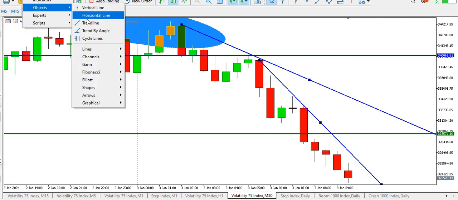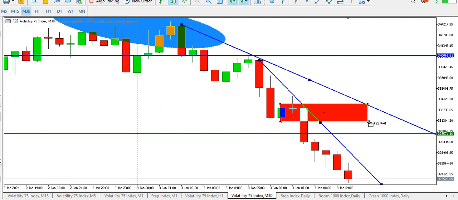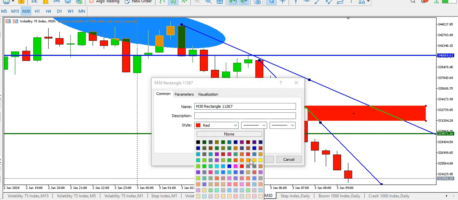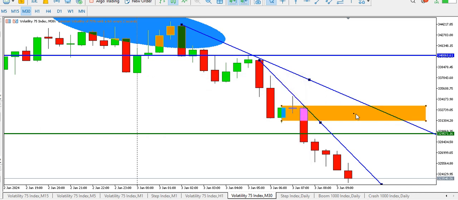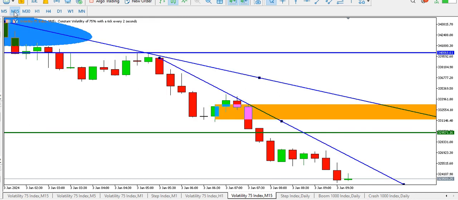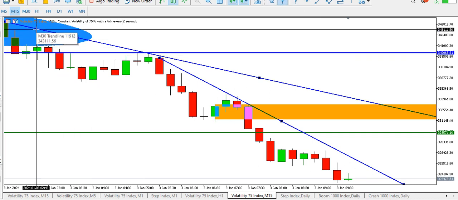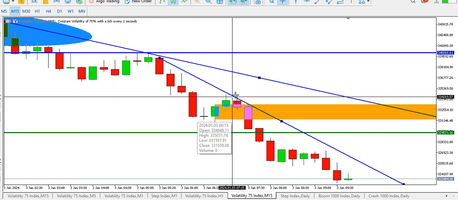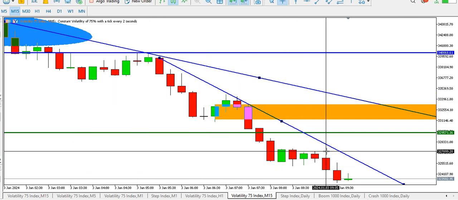If V75 is going to go up, we have this supply area around here. Price might find supply around this point, which is the 330,000 level. On the 15 minutes time frame, the selling pressure is still there, as price registers lower high, lower low, lower high, lower low.